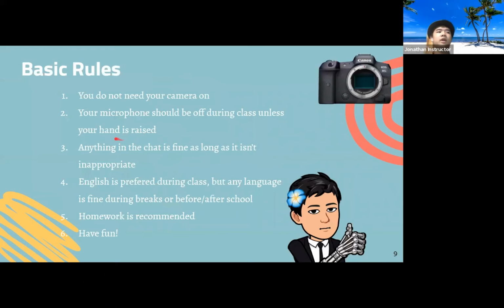Please, thank you. And you can use the chat. I'm sure I've seen some of you already use the chat. A lot of people use the chat. Please keep the chat on topic, and please, yes, you can put anything as long as it isn't inappropriate or unrelated to class. Right now, I prefer English because that's my main language, but any language is fine before class, after class, during breaks. I can hear Chinese, it's fine.